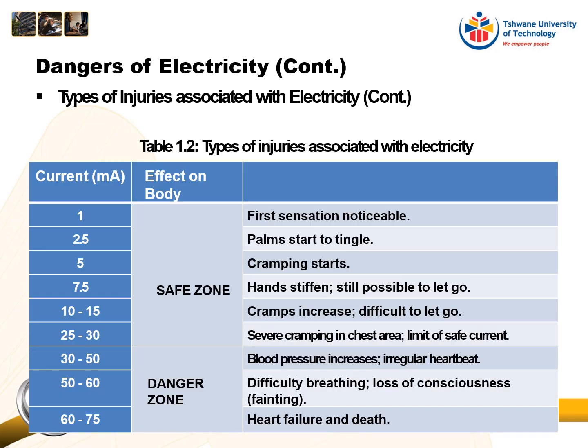The types of injuries that are associated with electricity. So if you check this table here, if you have currents that are less than 30, that's the safe zone. From the lowest one, you find the first sensation is noticeable, the palm starts to tingle, then cramping starts, then the hand stiffens. But once it's more than 30, that's where it's in the danger zone that can lead to injury or loss of life.